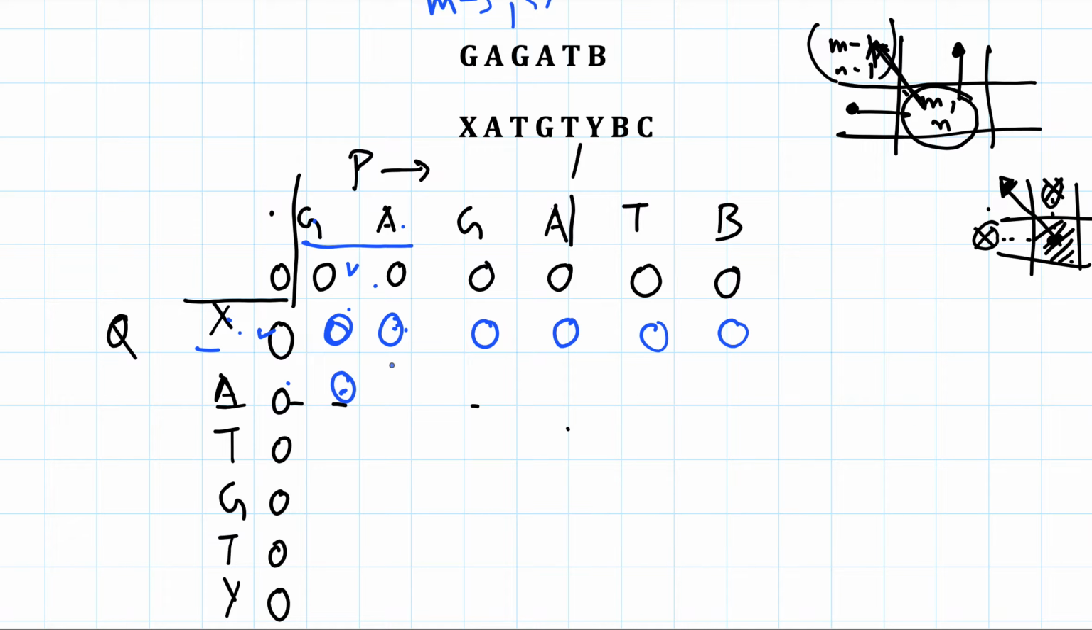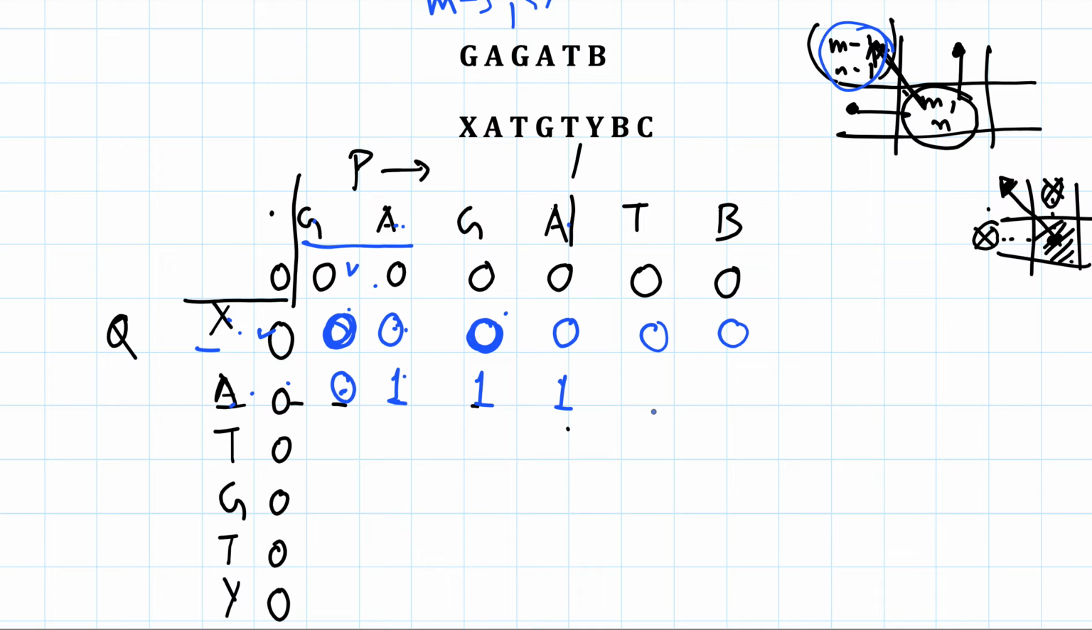So it's 0. A and A, this is equal. So we will add 1 plus whatever is the value of this cell. So this is 0, so 0 plus 1 is 1. Now A and G are not equal. So we will take max of this and this. So it is 1. Now A and A are equal. So we will take 1 plus the value of this cell, diagonal up. So 0 plus 1 is 1.